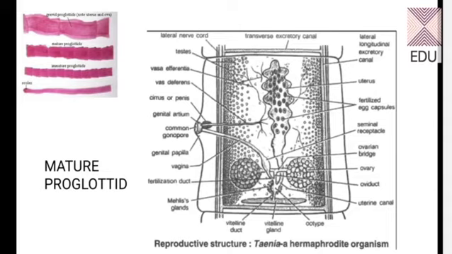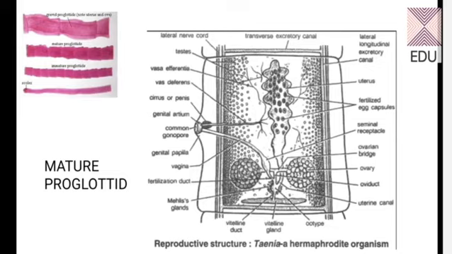Now the uterus may have 30 to 40,000 egg capsules in a single proglottid. This particular uterus, which is in a single segment, can have 30 to 40,000 capsules which are stored in this particular proglottid. So you can very well imagine how many egg capsules are produced in a Taenia solium.